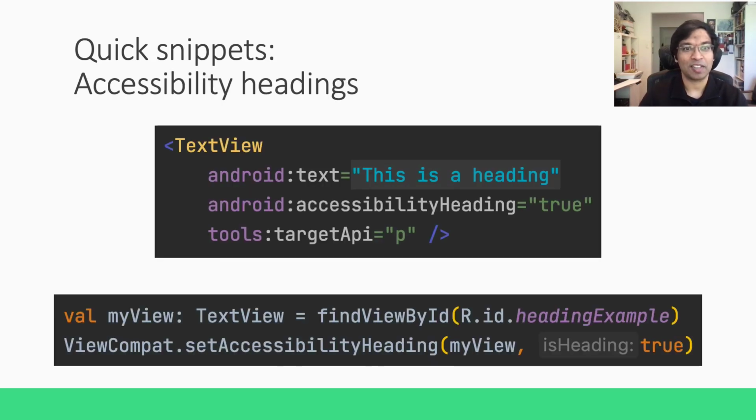Our next quick snippet is setting accessibility headings. Most of the time you'll do this via View XML, but you can do it via code. This is only available from Android 9 and above, so it's a little bit of a compromise for older devices, but this is only supported by the OS from then onwards. All you have to do to make a component an accessibility heading is set the accessibility heading property to true in XML, and then you can suppress the warning using the tools targetApi P property. If you want to do this via code, you just have to look up the view and use the ViewCompat method, which deals with any compatibility issues for setting the heading.